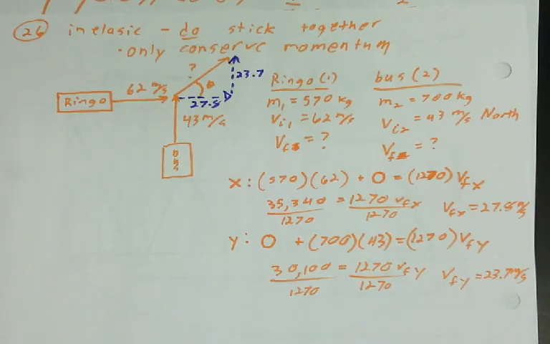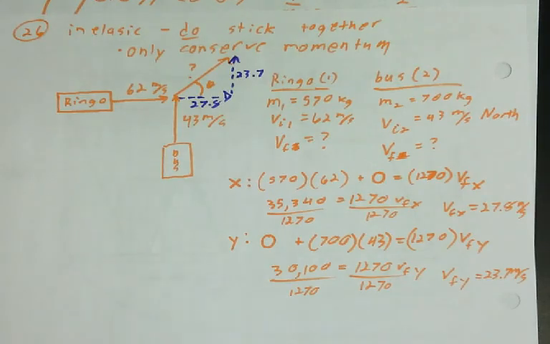I got a different y momentum. Instead of 30,100, I got 31,500. I got 30,100. You did 700 times 43. I read that as 45. There you go.